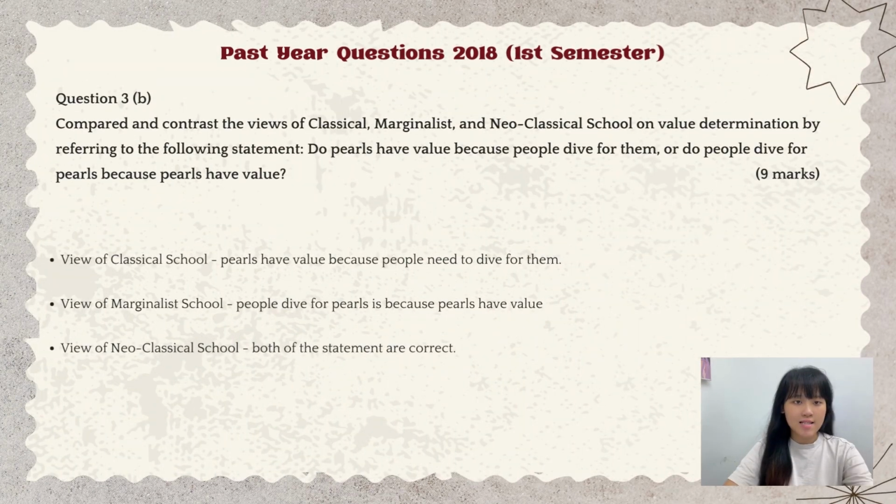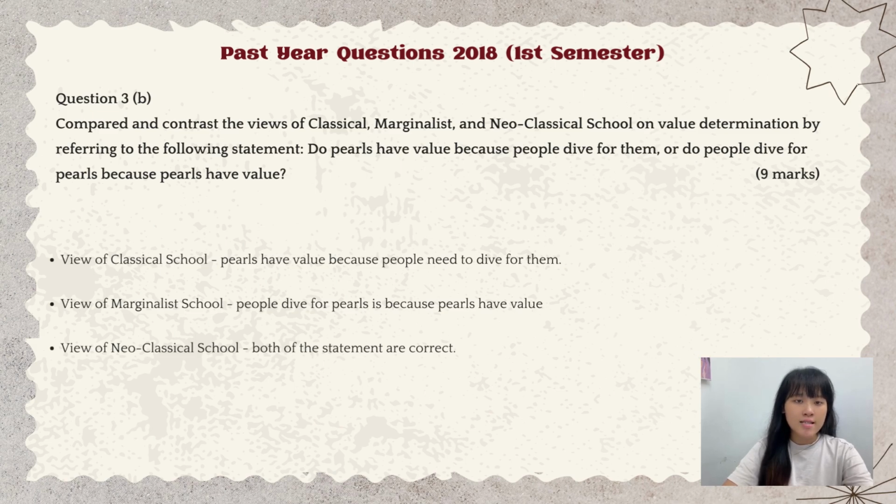Compare and contrast the views of classical, marginalist, and neoclassical school on value determination by referring to the following statement. Do pearls have value because people die for them, or do people die for pearls because pearls have value? According to Adam Smith, the view of classical school is that pearls have value because people need to die for them. The views of classical school show that the cost of production will determine a good's exchange value, which means the price of a good is determined by the cost of production.